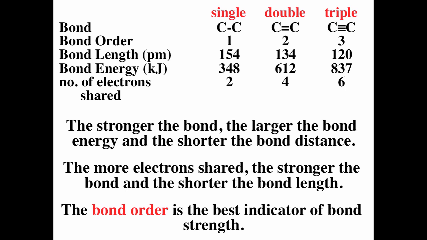And so here we had carbon-carbon bonds. We can also look at carbon-oxygen. And so the carbon-oxygen single bond, carbon-oxygen double bond, carbon-oxygen triple bond. Again, we see the same trends. As we share more electrons, the bond length gets smaller, the bond energy gets bigger. And so the more electrons being shared, the larger the bond order.